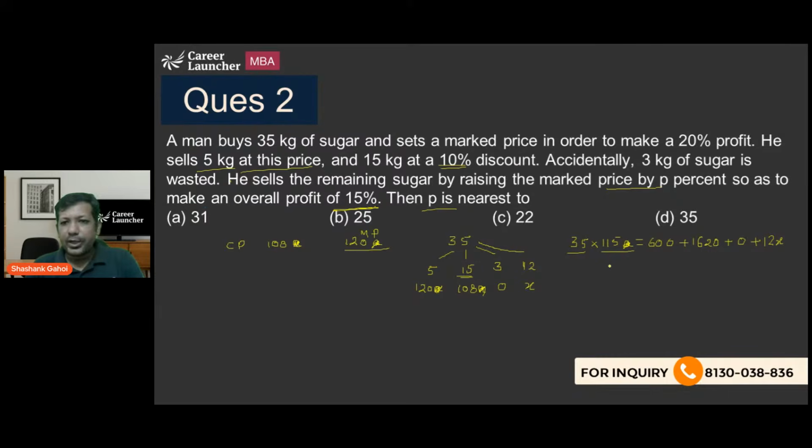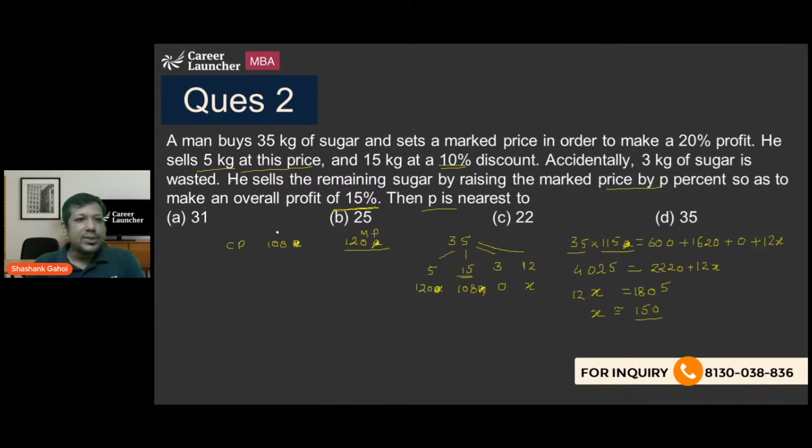So 35 into 5 is going to be 175. Carryover is 17. 35 into 1 is 35 plus 17 is 52. This carryover comes out to be 5. This becomes 40. Okay. That is going to be 4020 plus 12x. So basically, what is the value of 12x that we are going to get? This minus this, and then it is going to be 0. Then it is going to be 18. Okay. So x comes out to be approximately 150, close to 150, not exactly 150.